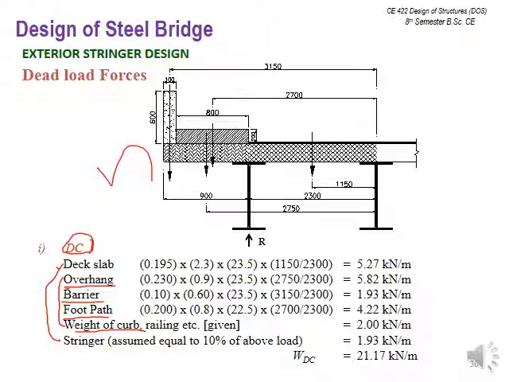Okay, so here you can see for the deck slab it's 0.195, the thickness, and 2.3 is the simple spacing. Okay, here the deck slab. So 2.3 is the actual spacing, and this is the ratio of the spacing for the exterior stringer to the actual spacing 2300. For the overhang also you can see its thickness, and this is the overhang part you can see. So this is its actual total dimension, that is 900.